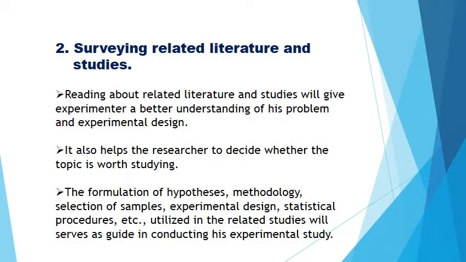Second step is surveying the related literature and studies. Reading about related literature and studies will give the experimenter a better understanding of his problem and experimental design. It also helps the researcher to decide whether the topic is worth studying. The formulation of hypotheses, methodology, selection of samples, experimental designs, statistical procedures, etc., utilized in the related studies will serve as a guide in conducting his experimental study.